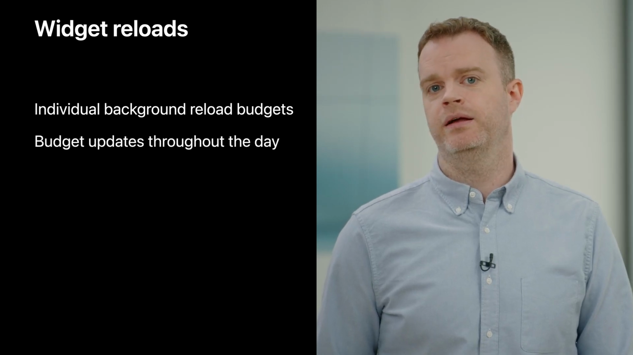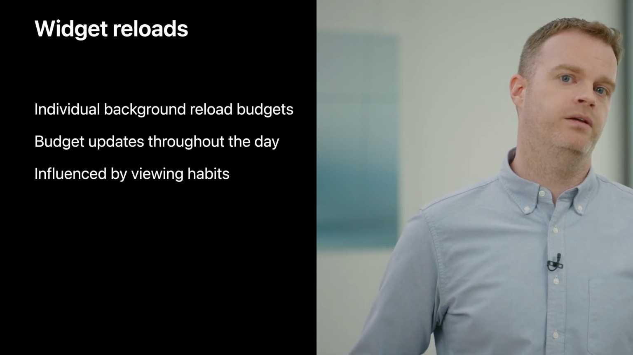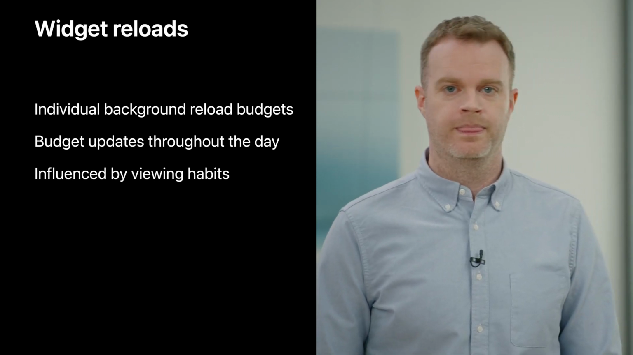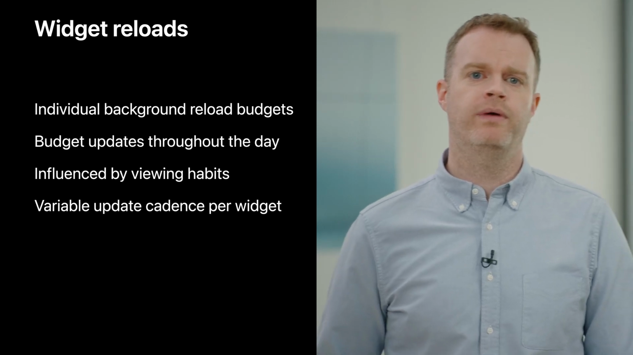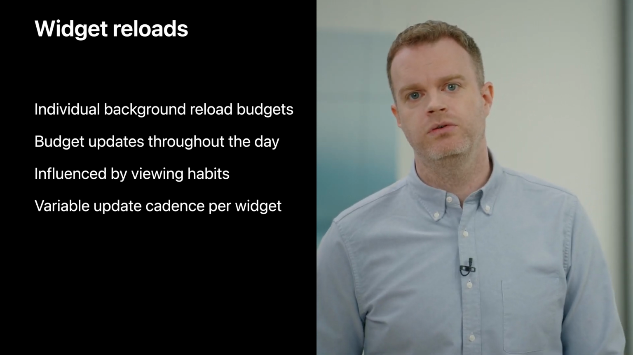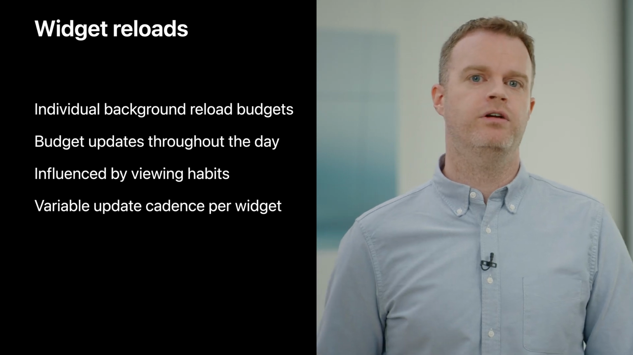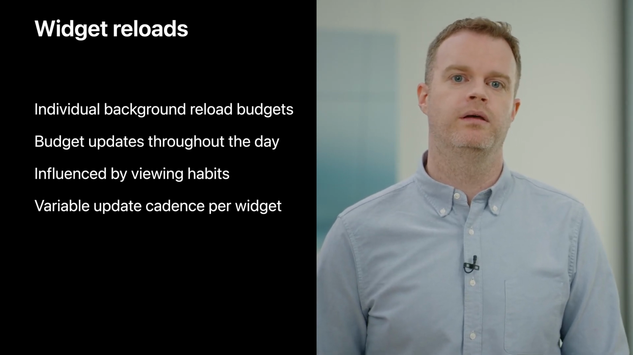Budgets are allocated and accumulated throughout the day, and they're heavily influenced by user viewing habits. A frequently viewed widget can be expected to receive somewhere in the ballpark of around 40 to 70 background updates per day, which translates to an update roughly every 15 to 30 minutes if spaced evenly during the normal hours that a user is awake.